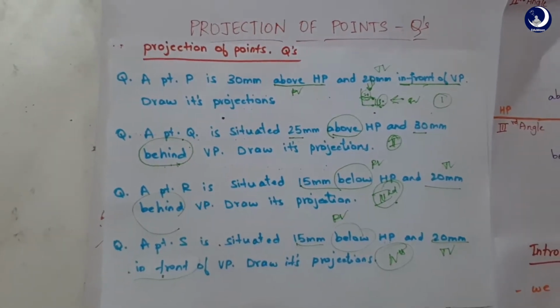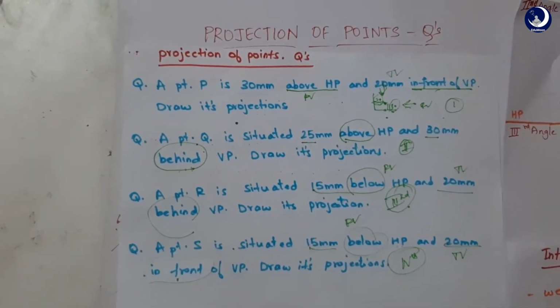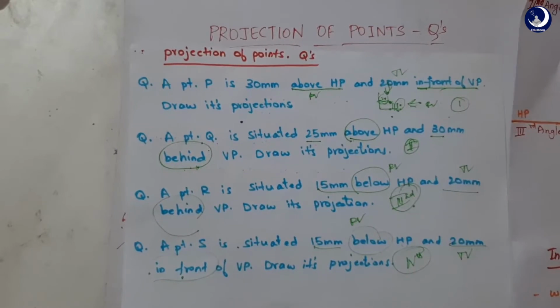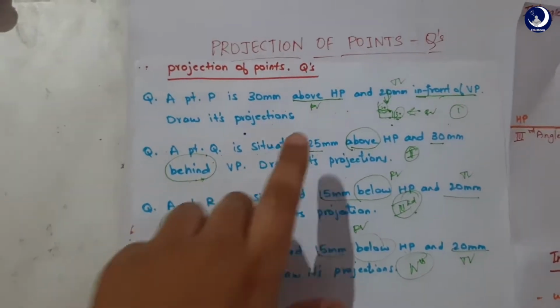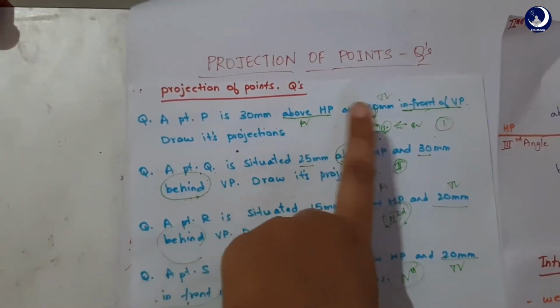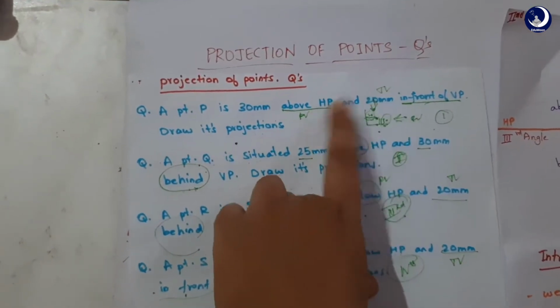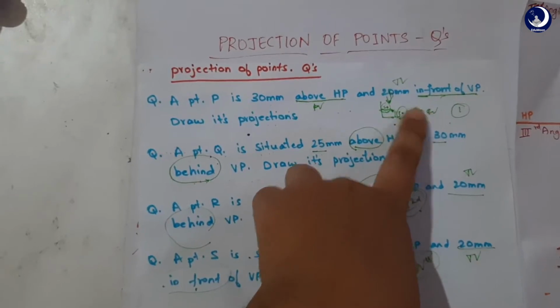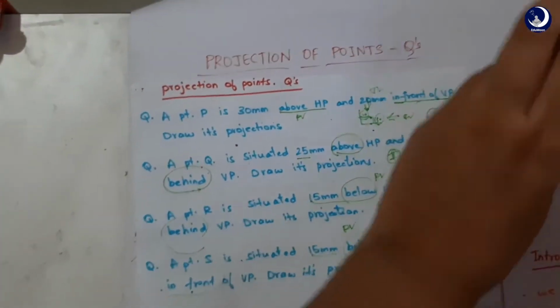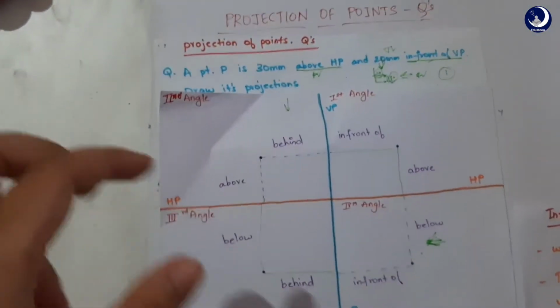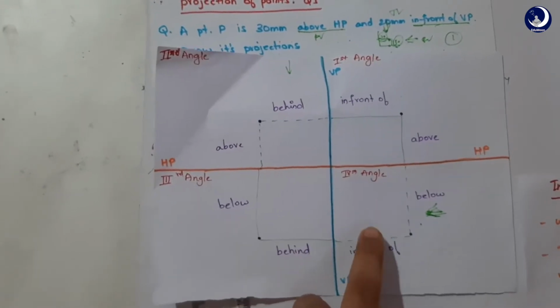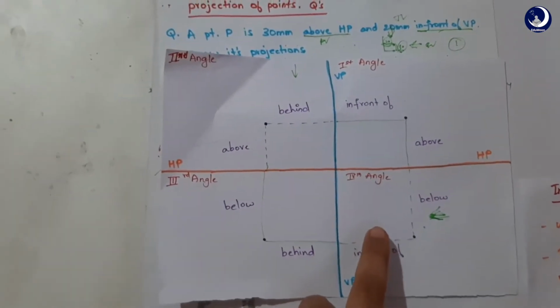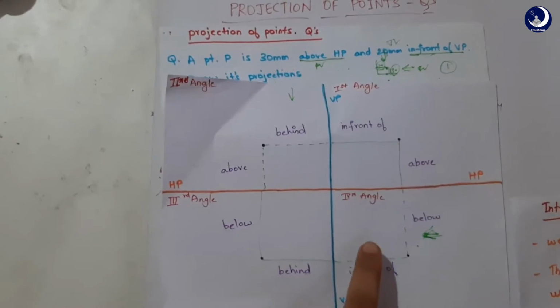A point P is 30 mm above HP and 20 mm in front of VP. Draw its projections. So as I said earlier, the words above and in front of are keywords. So based on that you have to guess in which quadrant the point is placed in. That is, you have to guess whether it's first angle, second angle or third angle. So from this diagram that I explained earlier, you have to be able to guess which quadrant.